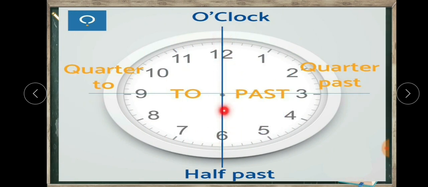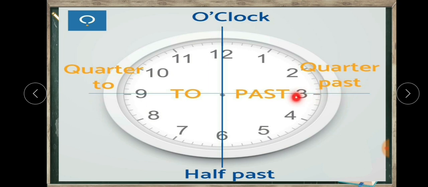From 1 to 6, we use past. From 7 to 12, we use to. Then 9 is quarter to. If the minute hand is on 9, we use quarter to the next hour.